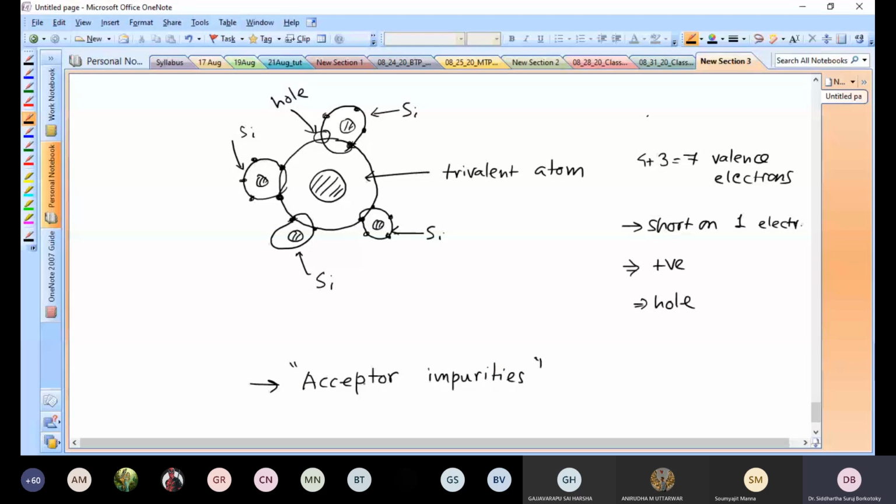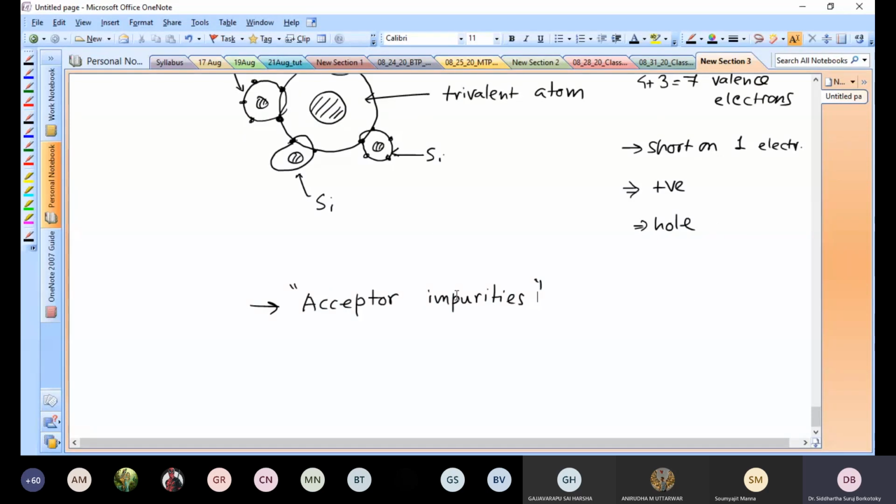So these things, trivalent atoms, are called acceptor impurities or acceptor atoms. So these are donor impurities versus acceptor impurities. So this is the entire idea. So as our textbook says, how do you actually dope these things?